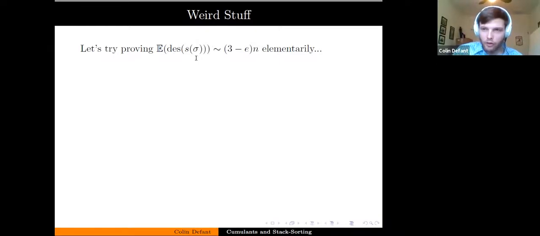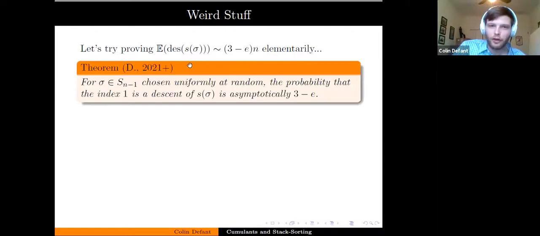And then try to do the same thing with 2. Try to show that the probability that 2 is a descent is asymptotically 3 minus e, and do the same thing with 3 and 4 and 5. And maybe if you could do this, you could show that the total number of descents is asymptotically 3 minus e times n. And this actually kind of starts to work.